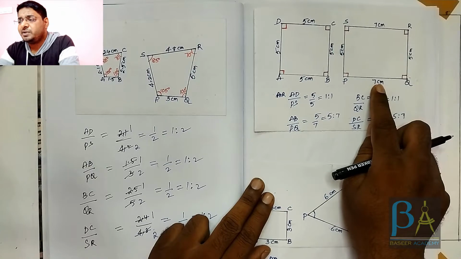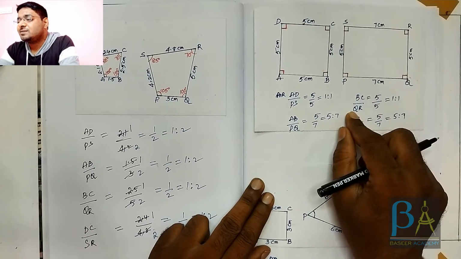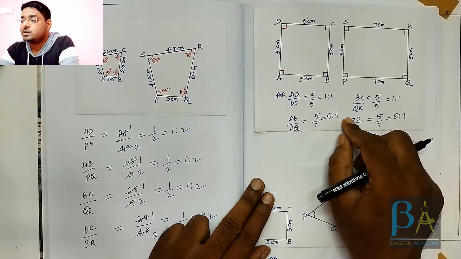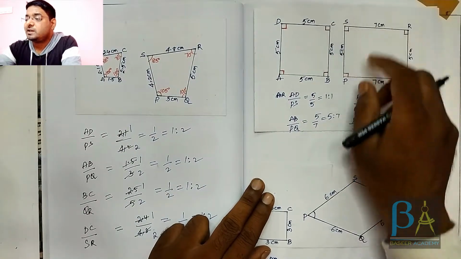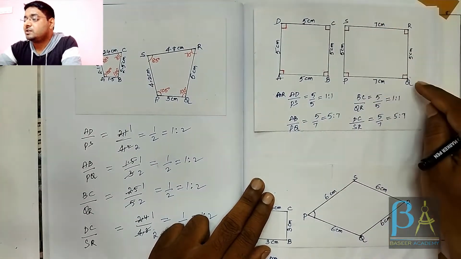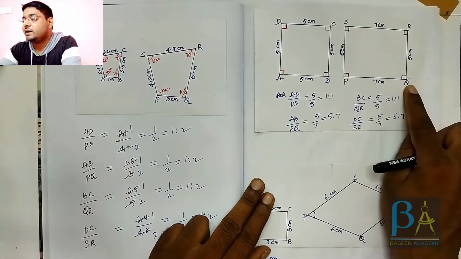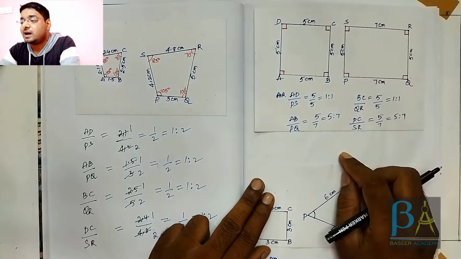Why are they not similar? Because the ratio of corresponding sides is not the same here. Let us find out the ratio of the corresponding sides. For the side AD, the corresponding side is PS. For the side BC, the corresponding side is QR. For the side AB, the corresponding side is PQ. For the side DC, the corresponding side is SR.